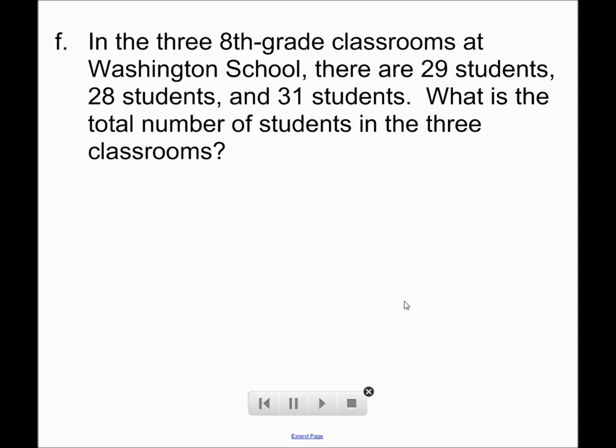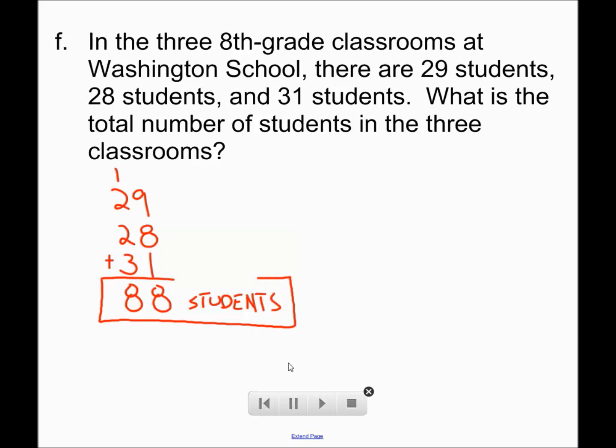In the 3 8th grade classrooms at Washington School, there are 29 students, 28 students, and 31 students. What is the total number of students in the 3 classrooms? Like I told you, we were starting off basic. This is a definite combining problem. All we're being asked to do here is combine the students: 29 in the first room, 28 in the second room, 31 in the third room. Add these up. You don't need a calculator to do this. You see that there are 88 students in the 3 classrooms.